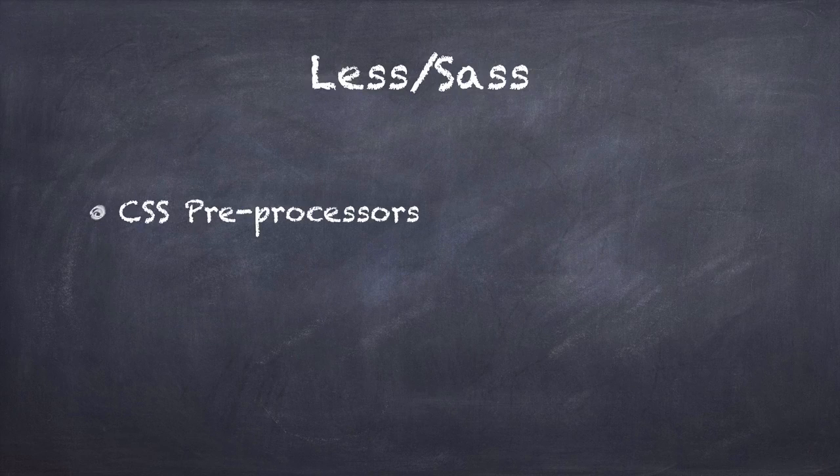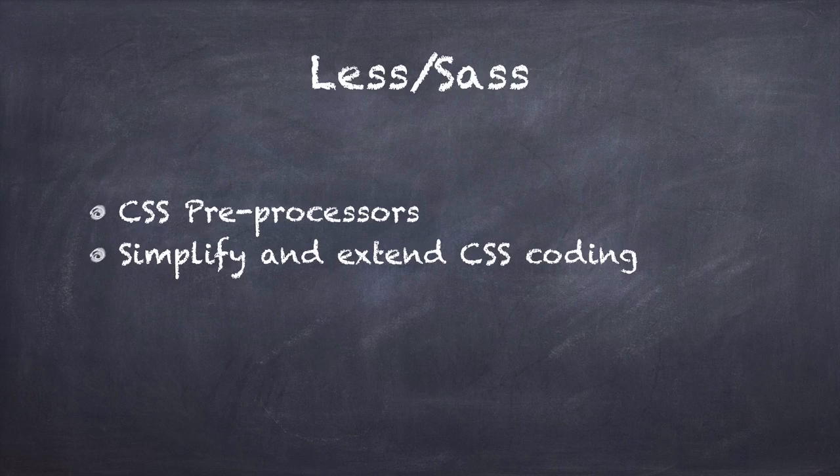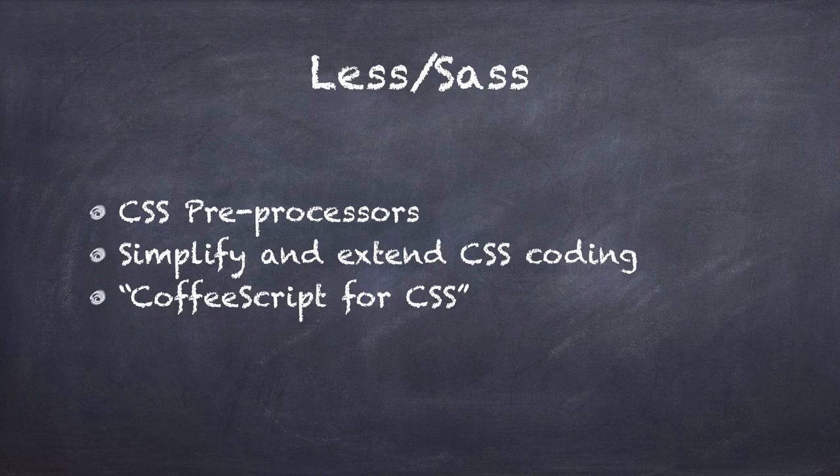Finally, Less or Sass. These are both what are known as CSS preprocessors. And like CoffeeScript, they have a simplified syntax for generating CSS code. If you have a lot of CSS that you have to manage, or a lot of it involved in your project, it might be worthwhile to pick up one of these just to help you deal with the complexity. As I like to call it, it's CoffeeScript for CSS. But once again, you need to be comfortable with CSS code first. This is not a shortcut to avoid learning CSS. You really do need to know CSS.